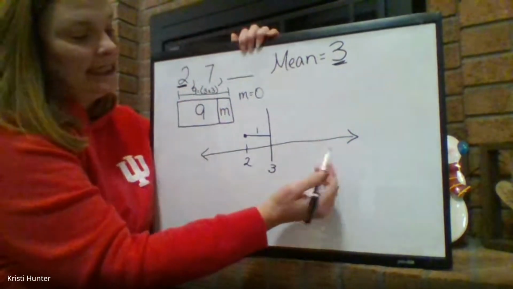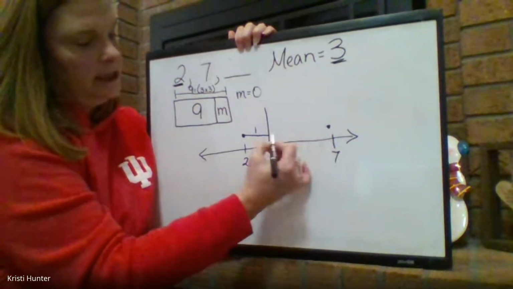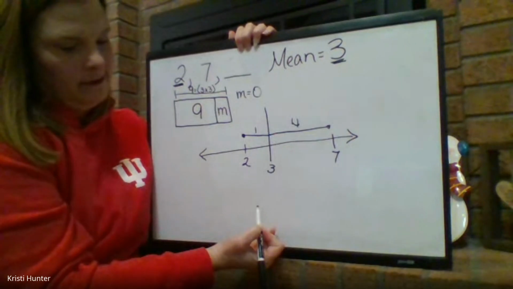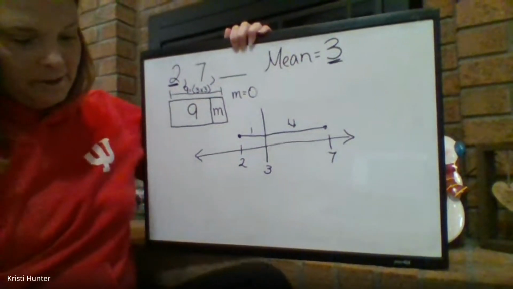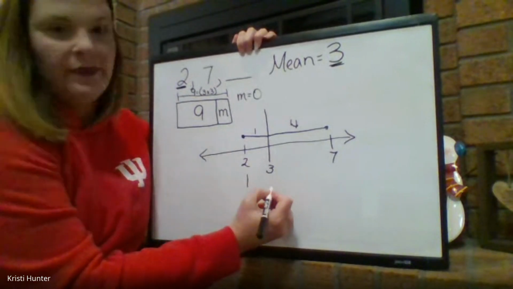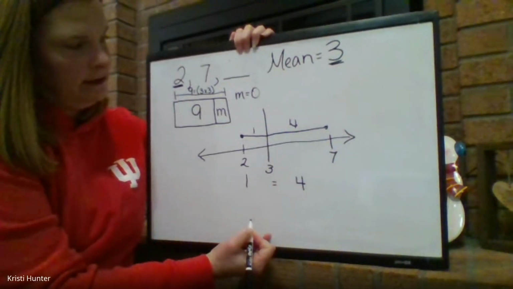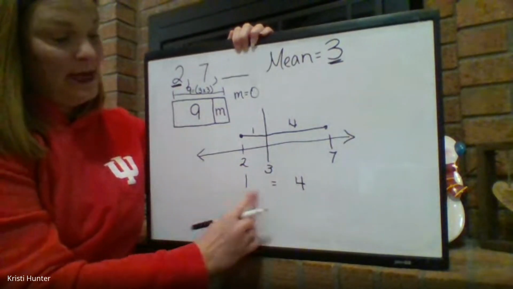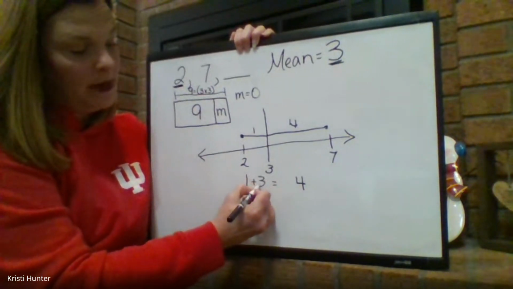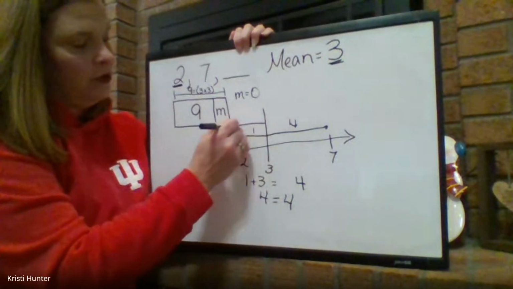And then the other number is 7. So it goes over here on this side, which is 4 away from 7 on that side. So when I think about this, I have 1 on this side and a 4 on this side, which means I need to make these equal because this is my measure of center. So I'm going to have to add a 3 on this side so that I have a 4 equals 4.